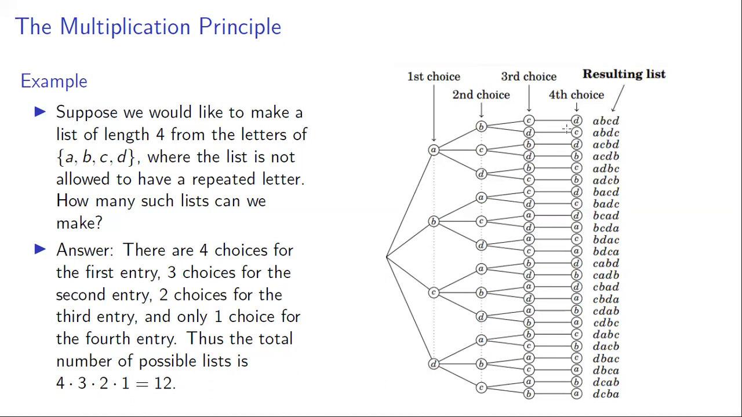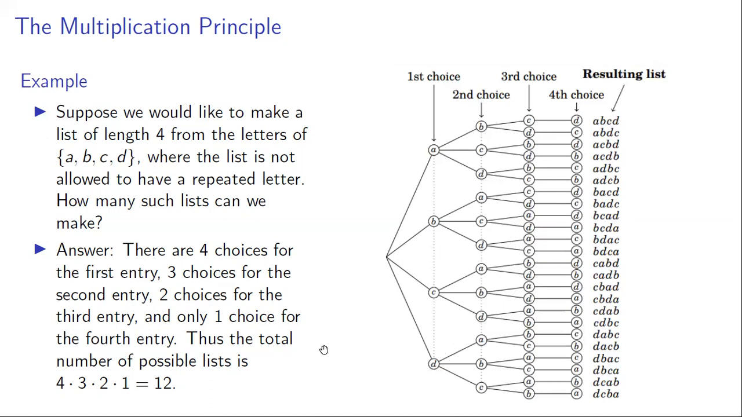And then for the fourth choice, we have just one option. We don't have any choice to make, really. It's kind of a misnomer. We don't really have much of a choice. We have to take the last remaining element of the set and use it as our fourth entry. So the idea is there are four choices for the first entry, three choices for the second entry, two choices for the third entry, and only one choice for the fourth entry.